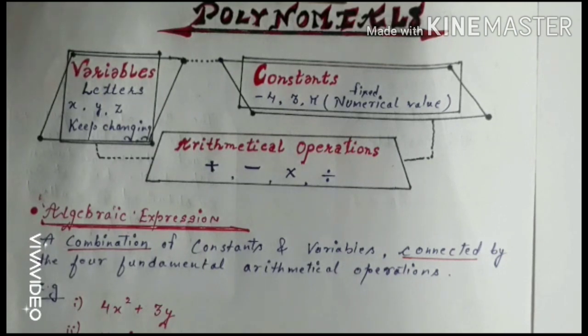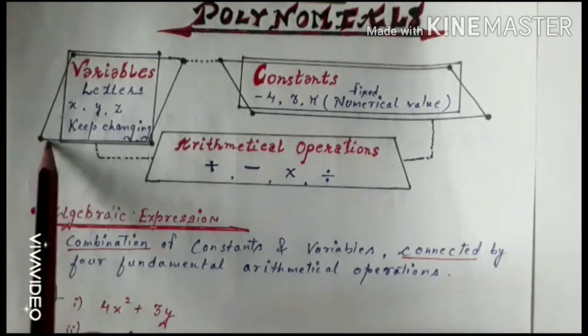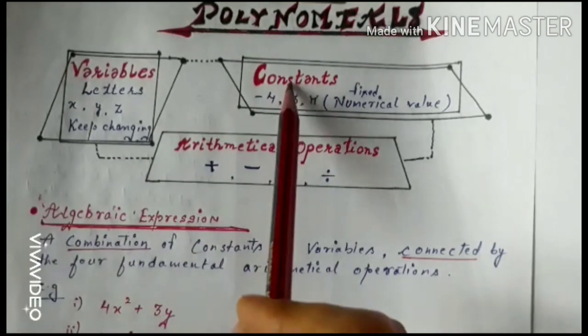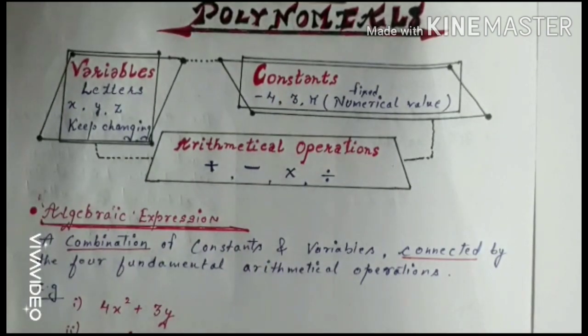Variable generally you denote with the help of x, y, z, and any other you can also take, and the main thing is that it always keeps changing. And now what about the constant term? These are the fixed numerical values for a particular question. We can represent it as a, b, c, d, where a can be 2 in one question, a can be 3, and a can be 5 also.